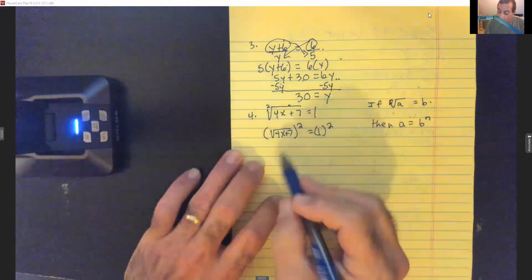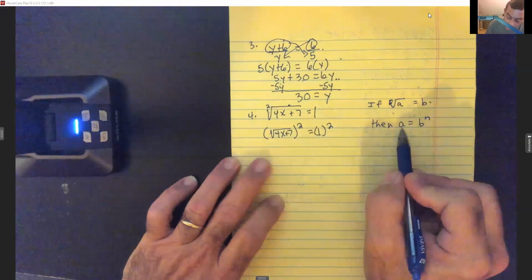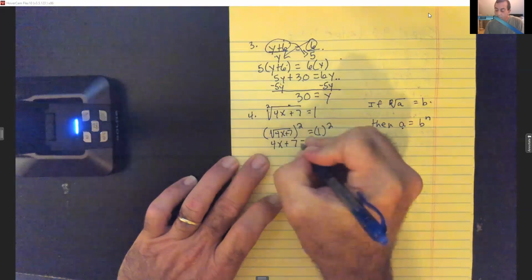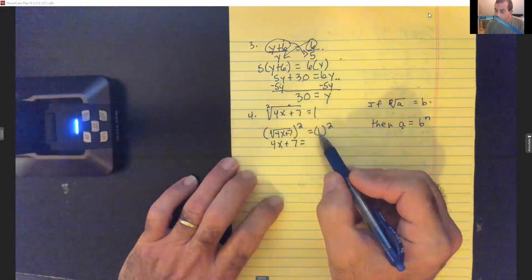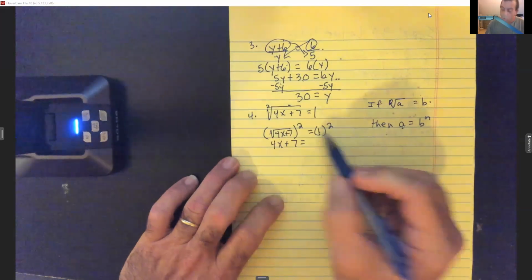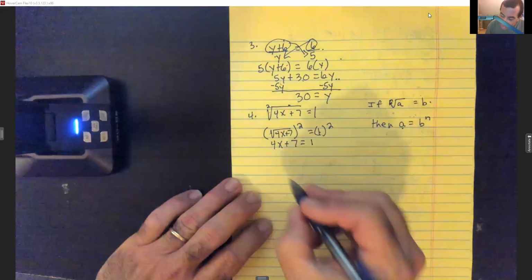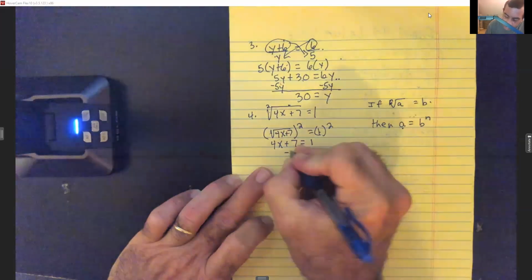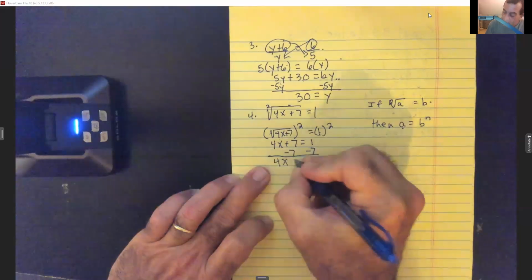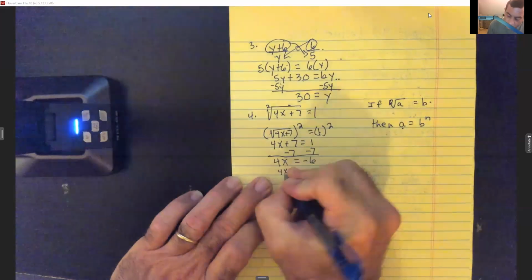So when you square a radical, it's going to go away, and you're going to be left with what was under the radical, which is 4x plus 7. Now, the right side, you don't have a radical, so you do got to square that. So 1 times 1 is 1. So it took one move to get rid of the radical. Now solve that for the x. So first I would subtract 7. And I get 4x equals a negative 6. And then divide both sides by 4.